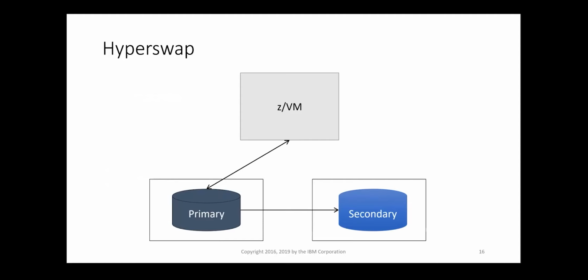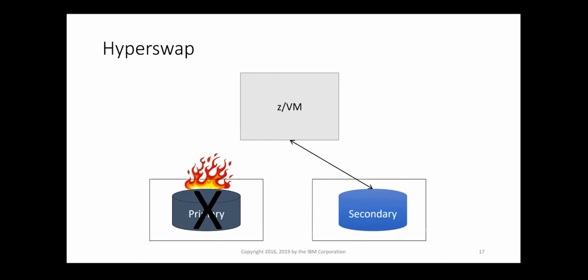I can do that very quickly, and the I/O time does not go up considerably. Okay? So, common thing. But if something goes wrong with the primary, I can immediately switch over to the secondary, and this is something that GDPS manages, the HyperSwap process. But this ensures that z/VM continues to function.